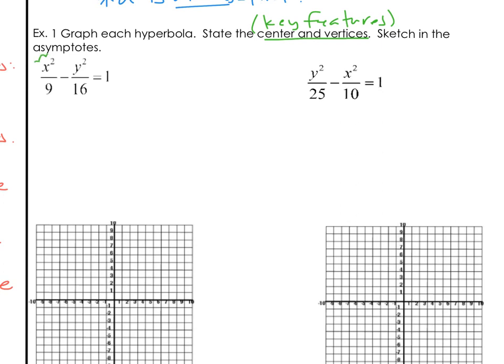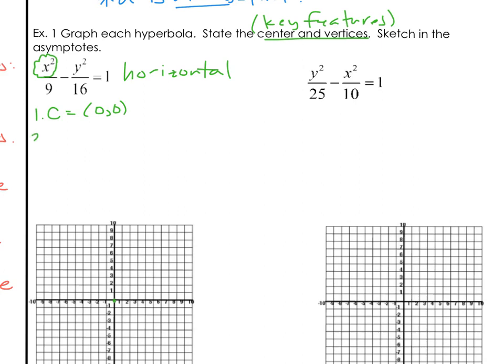Because x squared is first, this is going to be horizontal. And that means that the hyperbola will open up to the right and to the left. To find our center, we look at the x squared and the y squared. Since nothing's being added or subtracted, that will be right at 0, 0. So go ahead and plot that point.